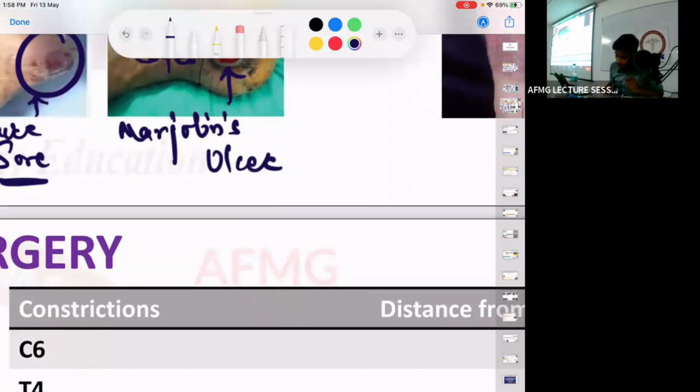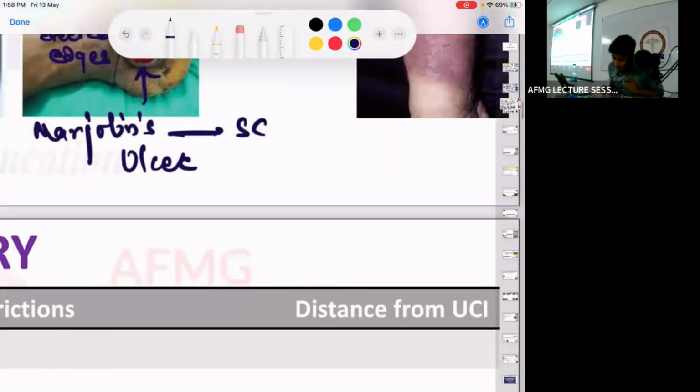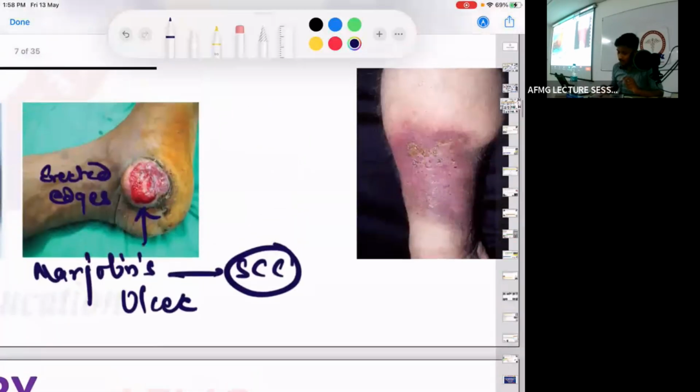Marginal ulcer. Marginal ulcer can lead to squamous cell carcinoma. So which ulcer is pre-malignant? Marginal ulcer can lead to squamous cell carcinoma. No issues with this. Marginal की image आ चुकी है.